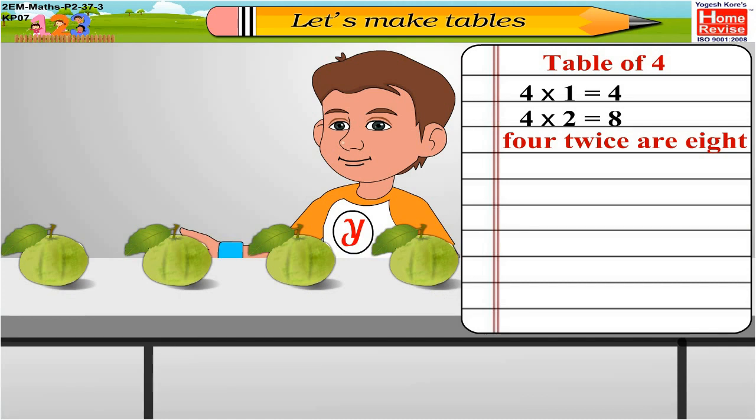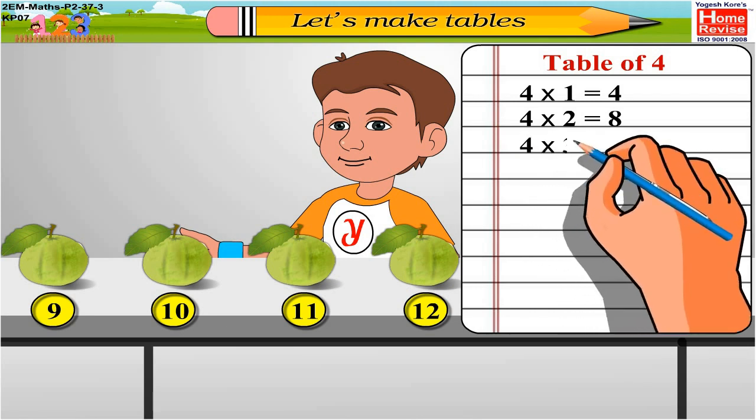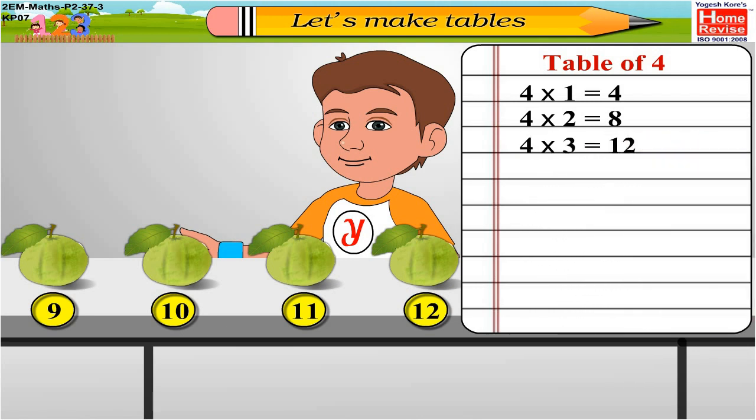Yash, now you make the next line. Yash counted the same guavas a third time, counting after 8. He wrote the next line as 4 multiplied by 3 is equal to 12, or 4 thrice are 12.